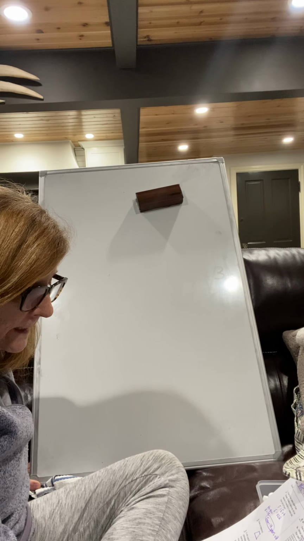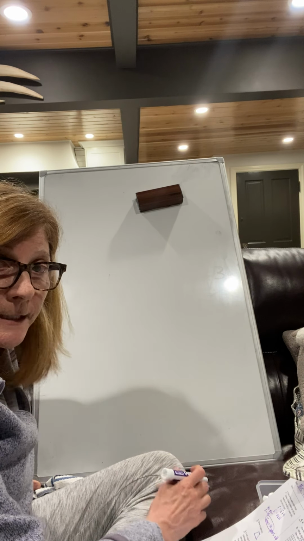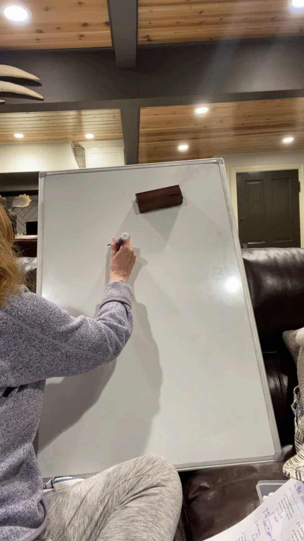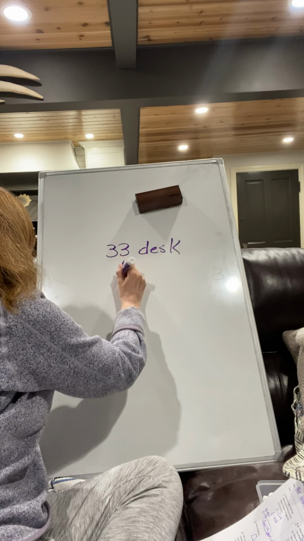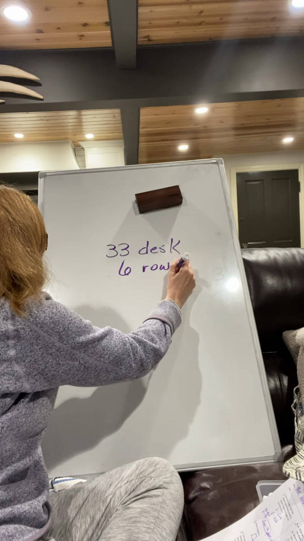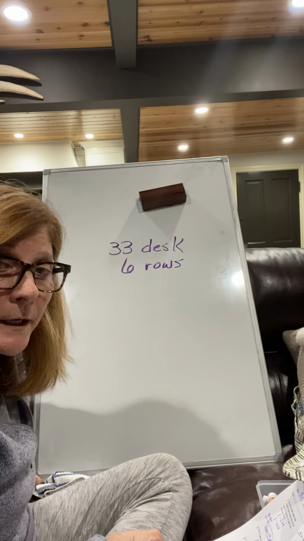33 desks were arranged in 6 rows. So we've got 33 desks in 6 rows. Now, what does it want to know about it?